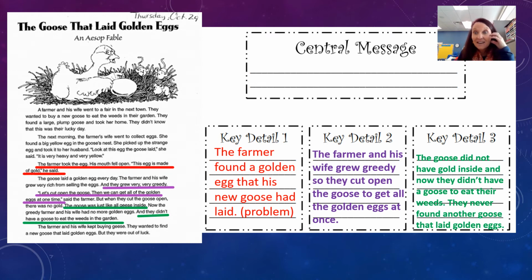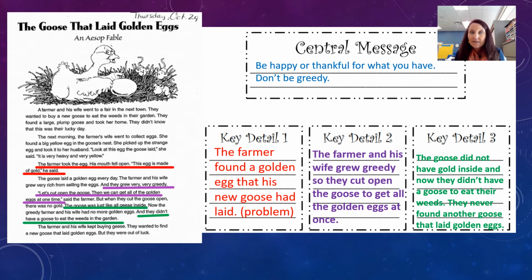They thought that they could get even more. They weren't happy with what they have. They cut the goose open and now they have nothing. So that could be a lesson that I can learn from my life: make sure that you are happy or thankful for what you have.